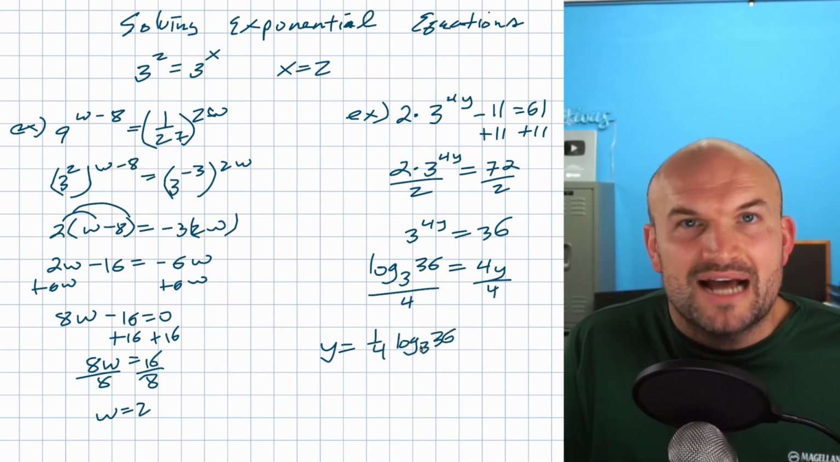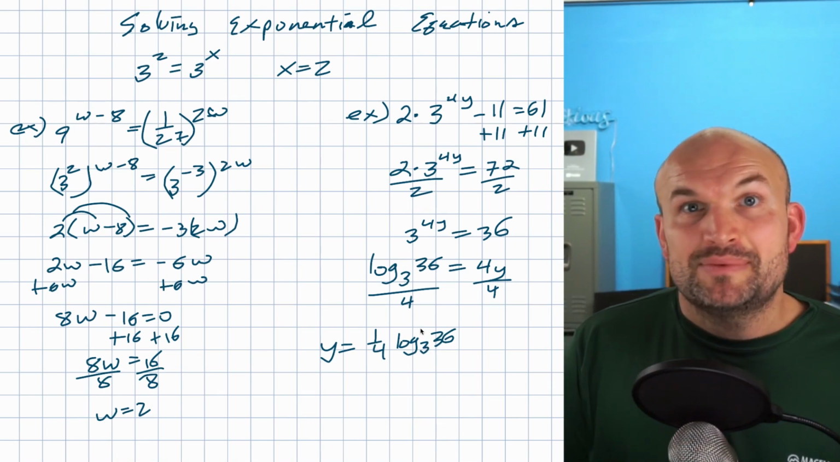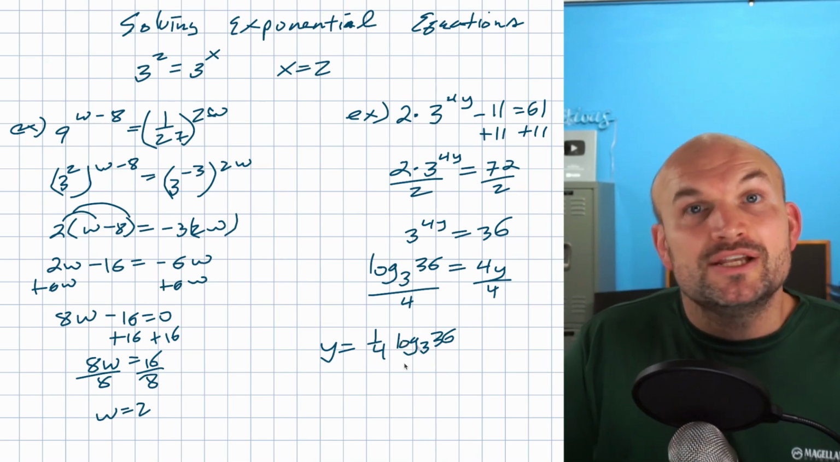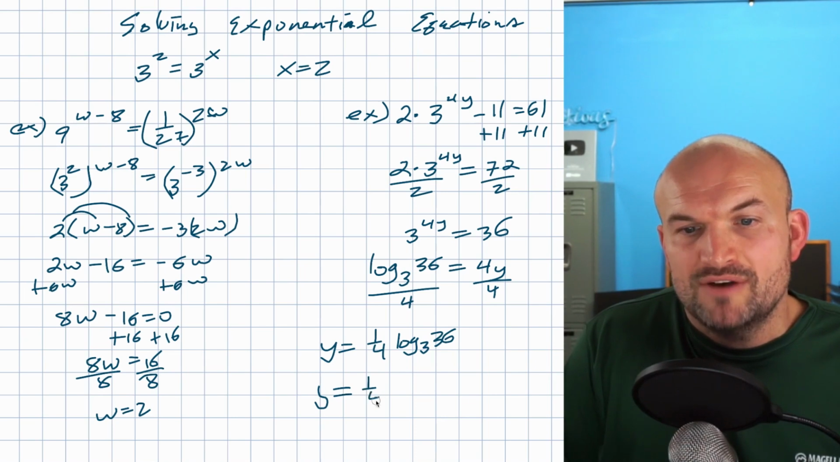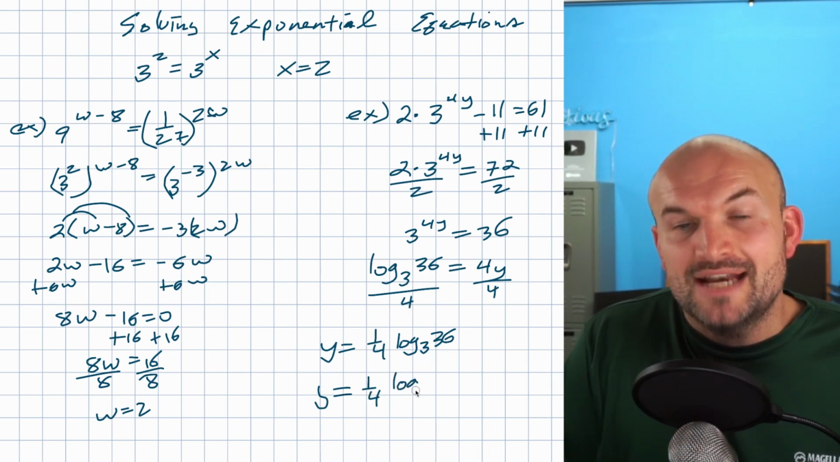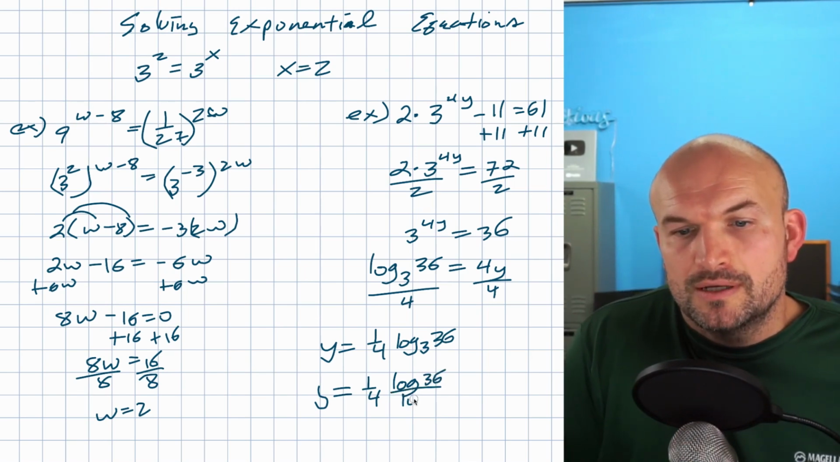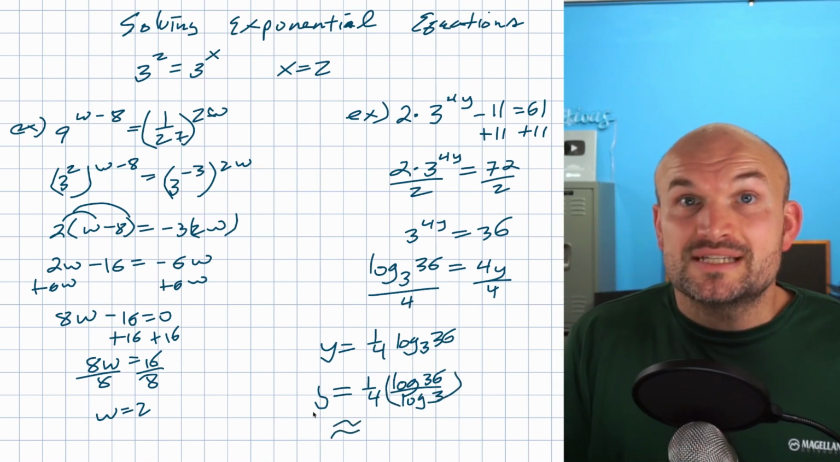Now, how are you going to figure out the 3 raised to what power equals 36? Because it's not going to be an integer. So again, remember when we have a logarithm of different bases, we can use what we call the change of base formula. So what I'll do is rewrite this as 1/4, which again is the same thing as dividing by 4, times log base 10 or base e, or any base really, of 36 over log of 3. Now that's what I'm going to plug into my calculator and let's go and see what our answer is.